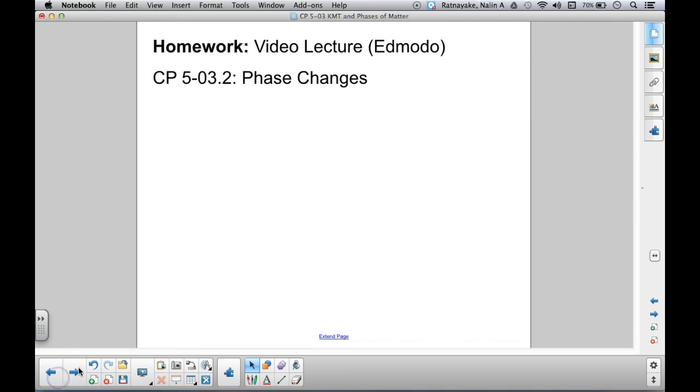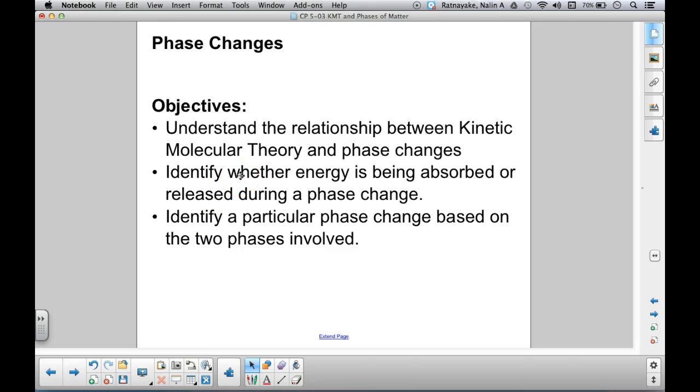Let's return to our objectives. First objective was to understand the relationship between kinetic molecular theory and phase changes. Can you relate what's happening when we change phase to what's going on with molecules in a substance? This is objective 1. If you can do that, then you're set. Can you identify whether energy is being absorbed or released during a phase change? If I said we're changing phase from liquid to gas, do you know if energy is being absorbed or released? Make sure you can do that.